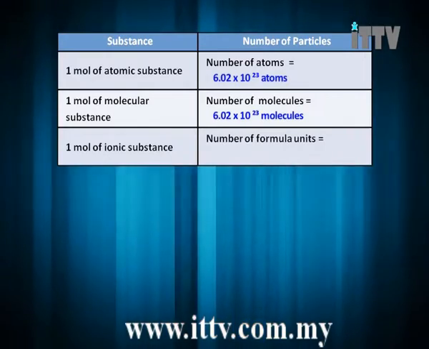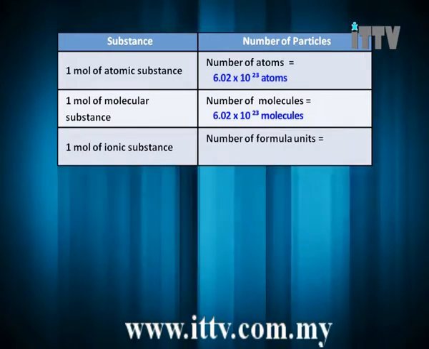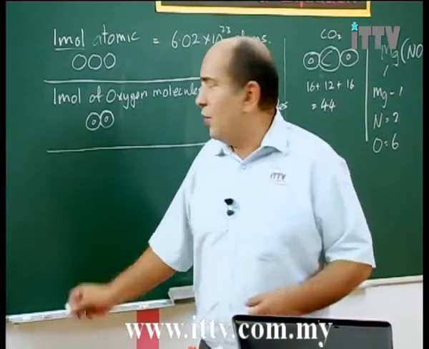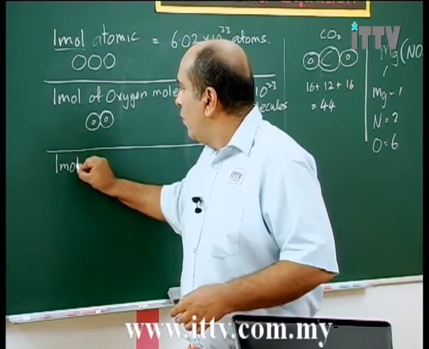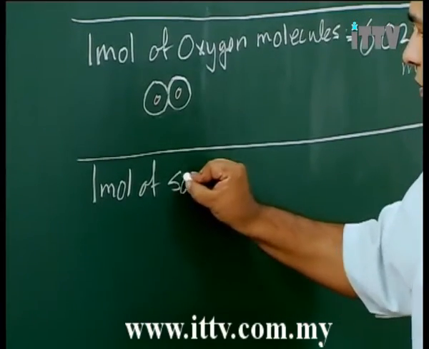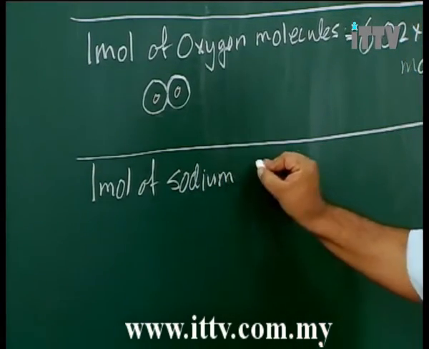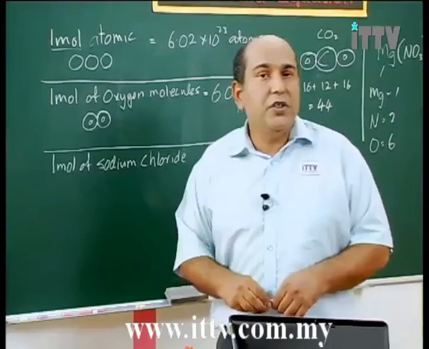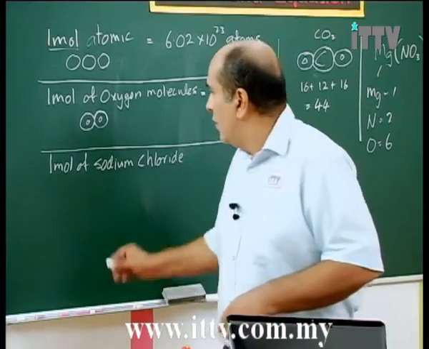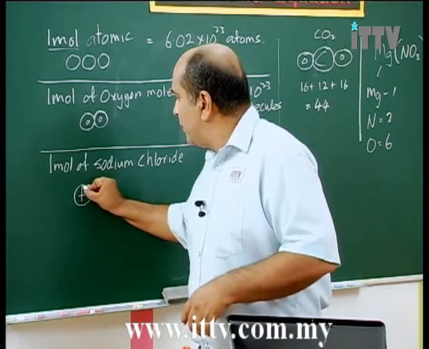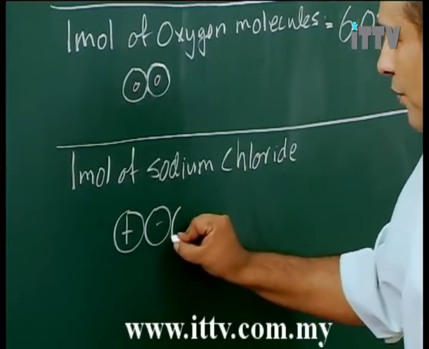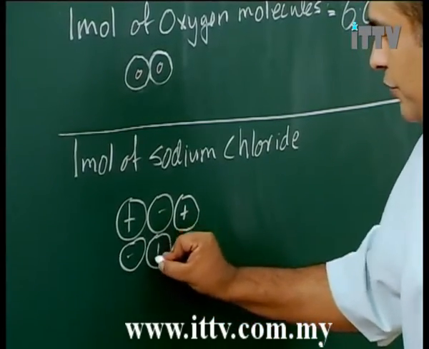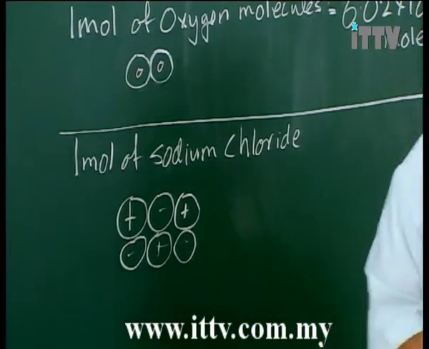What about 1 mole of ionic substance? Well, let's take a simple ionic substance, sodium chloride. If I have 1 mole of sodium chloride, remember sodium chloride is an ionic compound where I have positive sodium and negative chlorine bonded together due to electrostatic force of attraction.